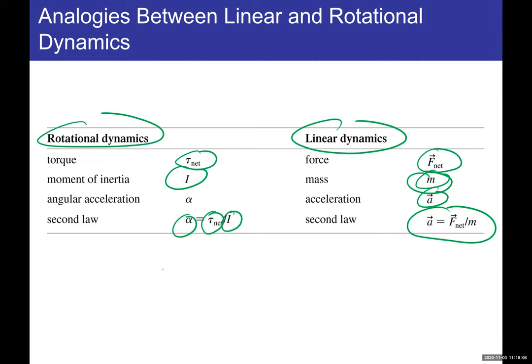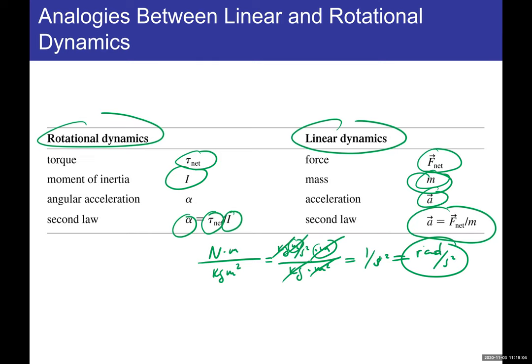Angular acceleration, remember, has units of radians per second squared. You can get those units from this. Net torque is newtons times meters, divided by the moment of inertia, which has units of kilograms meter squared. But a newton is kilograms meter per second squared, times meters, divided by kilograms times meters squared. So the meters cancel with the meter squared, and the kilogram cancels with the kilogram. You end up with one per second squared. But we just add radians there to make it radians per second squared, and that's the unit for angular acceleration.